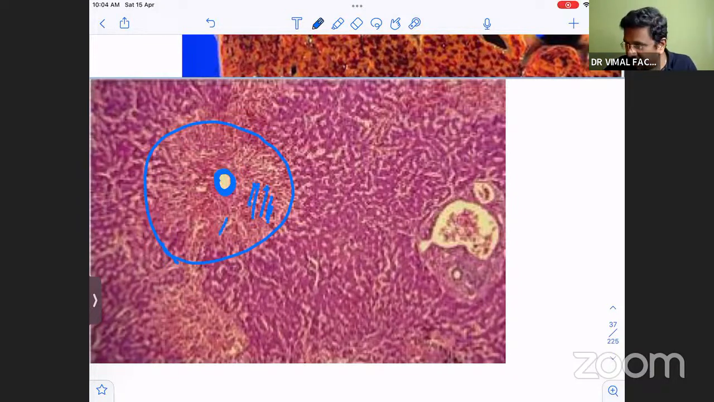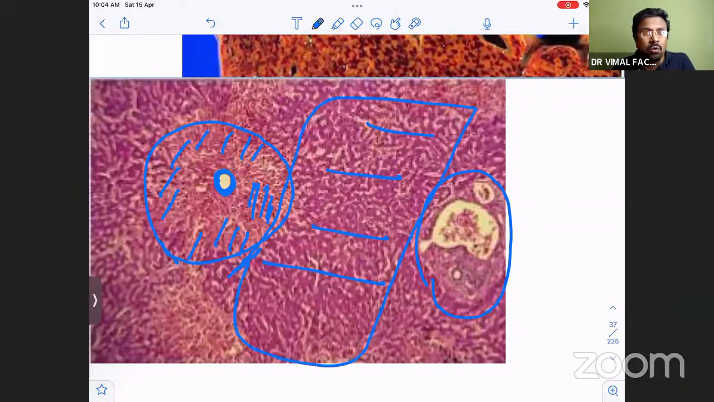This area will be going in for hemorrhagic necrosis, whereas the peripheral area will continue to get the blood supply from the portal triad. In the portal triad, we have the hepatic artery, no? So the hepatic artery will continue to give the blood supply to this part of the liver, and this part there is hemorrhagic necrosis.